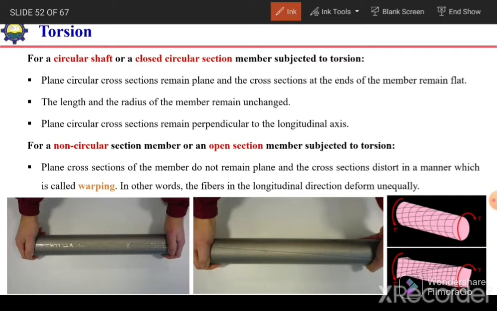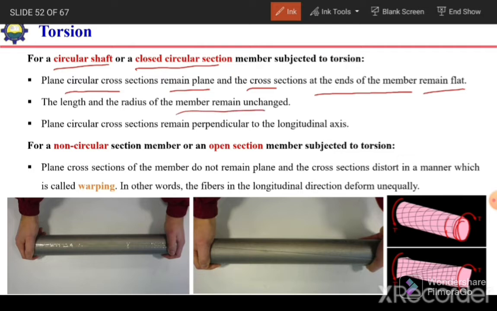Okay, to resist the torsion, which type of sections are good and which type of sections are not good? For a circular shaft or closed circular section, the plane circular section remains plane, and the cross section at the end of the member remains flat. So here we can see the circular section remains plane, and the end section is again plane, and the length and the radius of the member will not change.